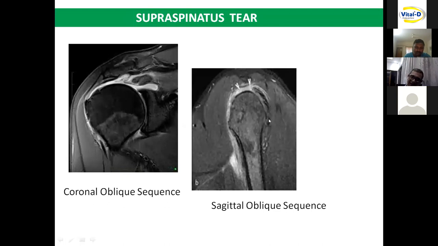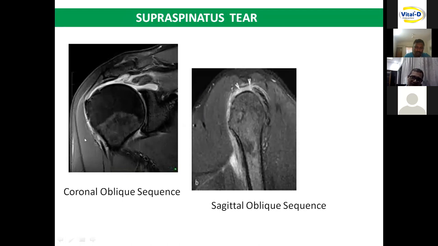This view is a sagittal oblique view. This is the supraspinatus, this must be the infraspinatus. The infraspinatus tendon is okay. This is the teres minor. This is the subscapularis, with some sort of edema there. This is a supraspinatus tendon tear. This is sagittal oblique, and this is coronal oblique.